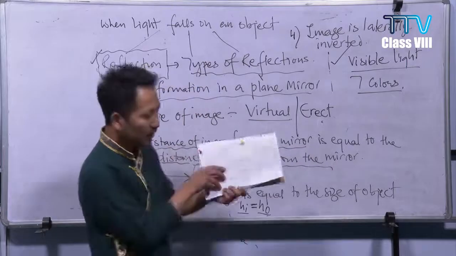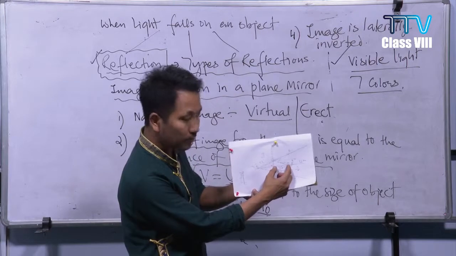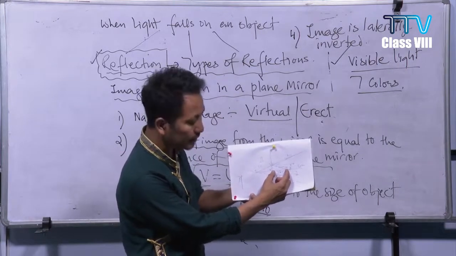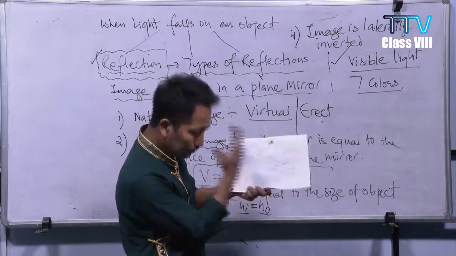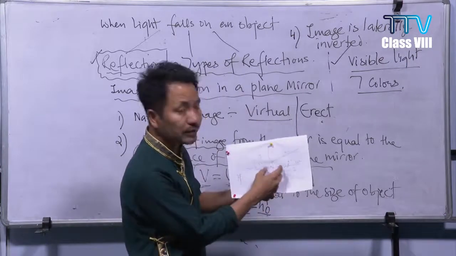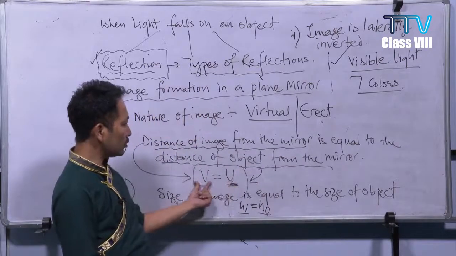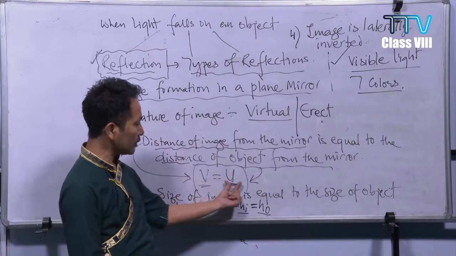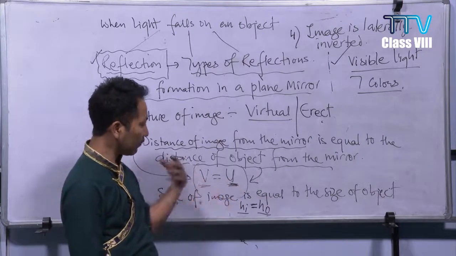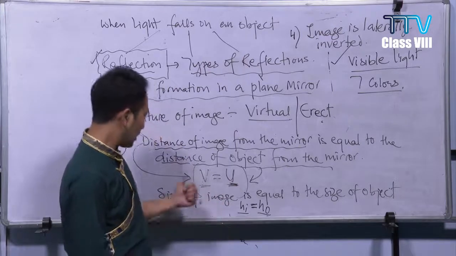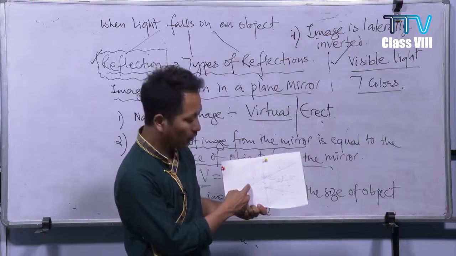And then I measure the distance of the object from the pole of the mirror. Pole means the geometric center. I also measure the distance of the image from the pole of the mirror. When I did this, the two distances are coming the same, which means V is equal to U. The distance of the image from the mirror is always equal to the distance of the object from the mirror. That's the second characteristic of the image formed in a plane mirror. And the third thing is that the height of the image is equal to the height of the object.